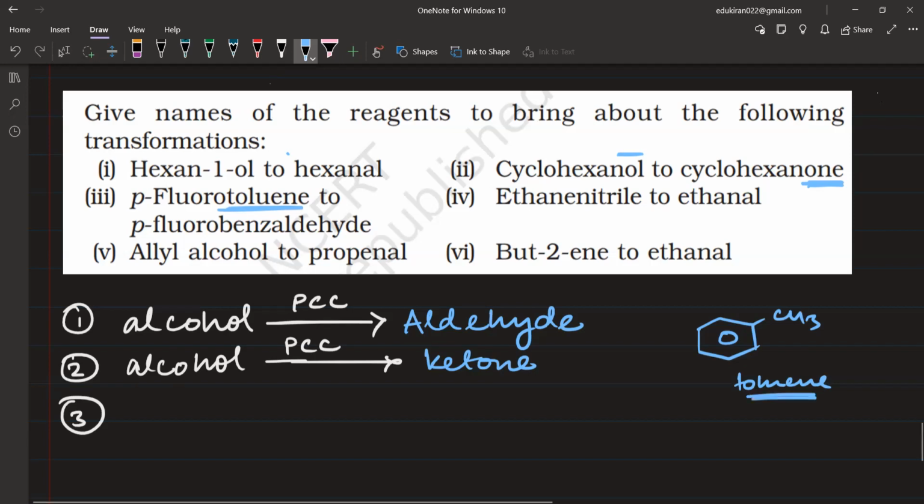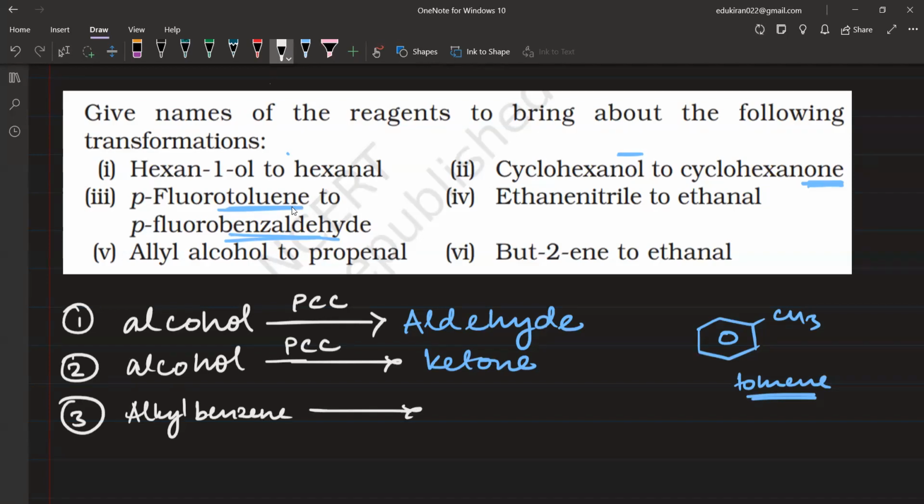Toluene से क्या बनाना है? What do I have to make from toluene? I have to make benzaldehyde. बताइए. You have alkyl benzene. देखिए हम फ्लोरो को नहीं ले रहे बिकॉज फ्लोरो इज सेम इन बोथ द केसेस. दैट मींस नथिंग इज हैपनिंग विद द फ्लोरो. So all the reactivity is due to this alkyl benzene, which is getting converted to aldehyde.